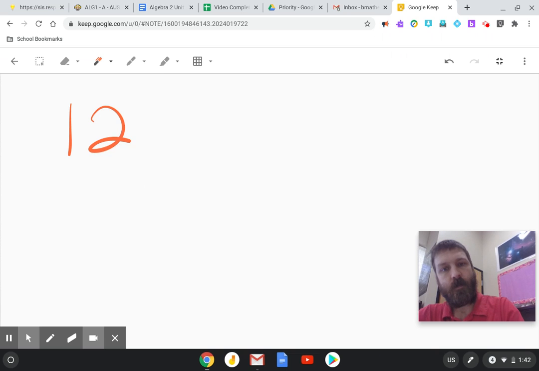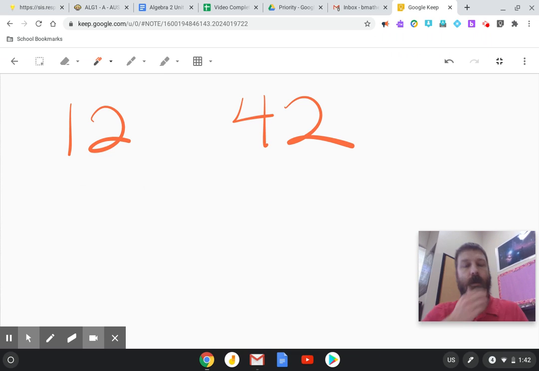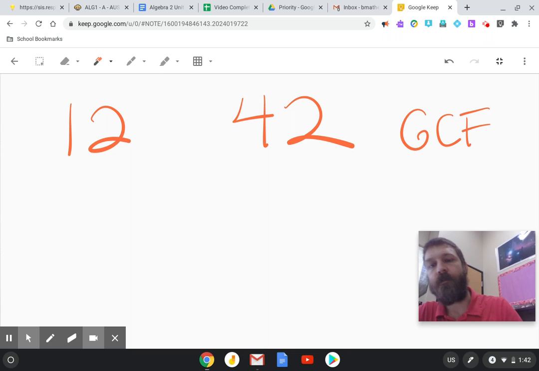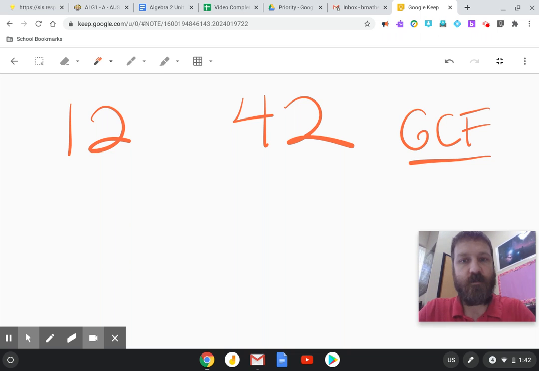12 and, let's do 42. Okay, so we want to know the greatest common factor. So the first thing we're going to do when we do this, should be kind of maybe clear from the name, is we are going to find the factors of these two numbers.